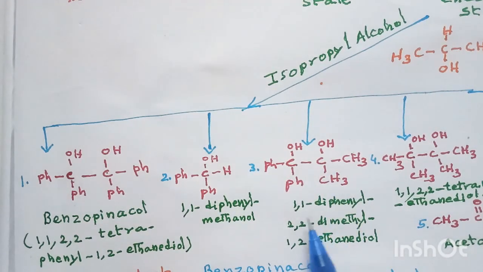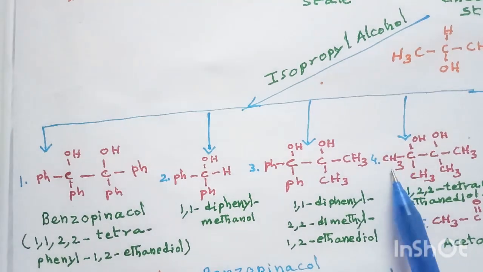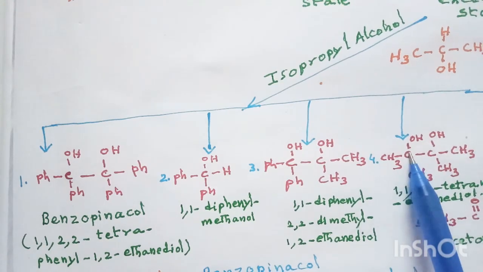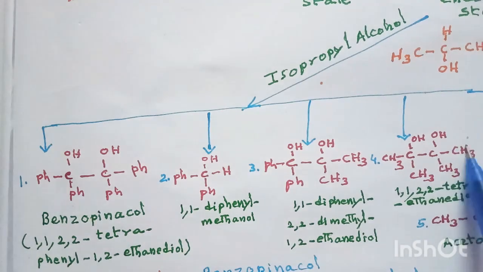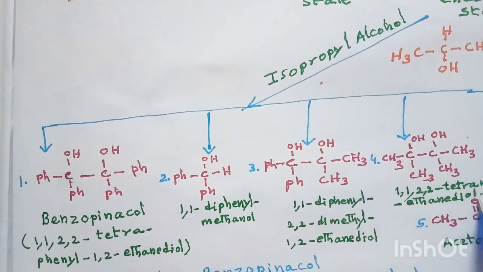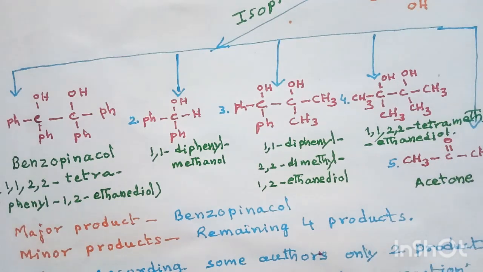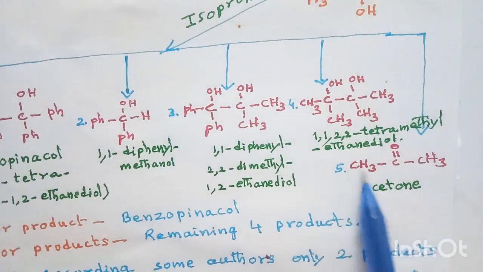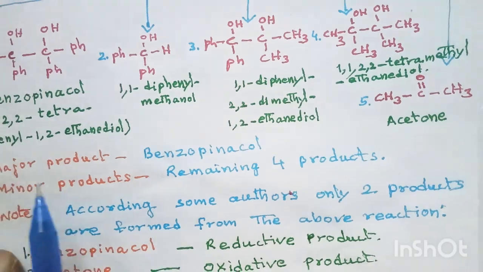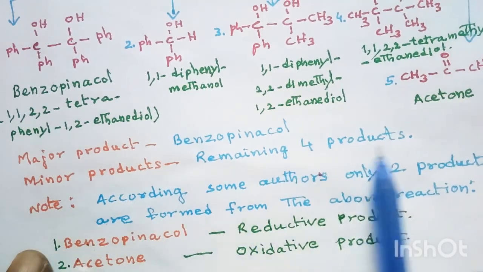The third product is Ph2C(OH)-C(OH)(CH3)2. This is 1,1-diphenyl, 2,2-dimethyl, 1,2-ethanediol. The fourth product is (CH3)2C(OH)-C(OH)(CH3)2. This is 1,1,2,2-tetramethyl ethane diol. The fifth product is CH3-C=O-CH3. This is acetone. Of these, the major product is benzopinacol. Minor products are the remaining four products.